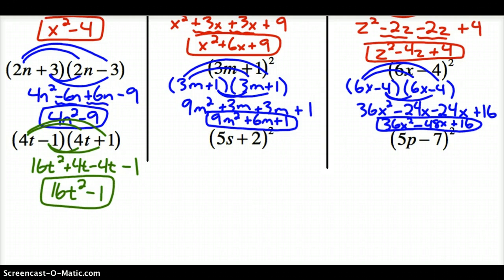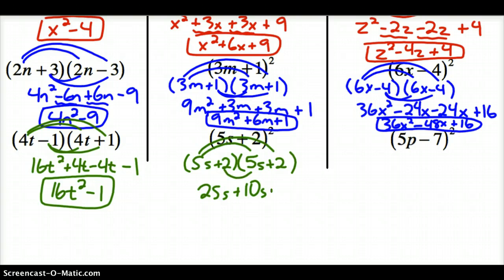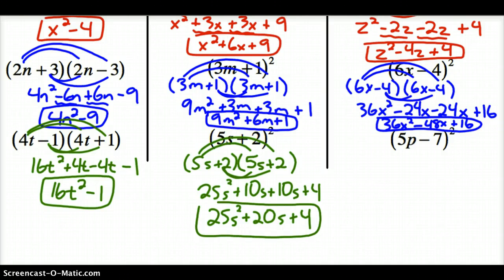Interesting. Okay. If I continue here, I'm going to write this now as 5s plus 2 times 5s plus 2. Again, I'll go ahead and FOIL this here. I'll get 25s squared plus 10s plus 10s. These numbers in the middle kind of seem to be matching all the time in this column. And then last times last here, I'll get a positive 4. Okay, so when I add these together, I'll get 25s squared plus 20s plus 4. Interesting.